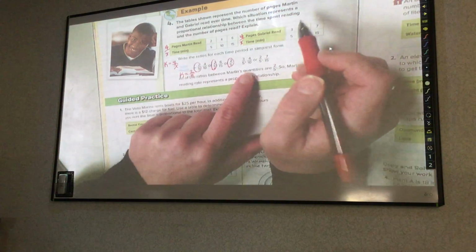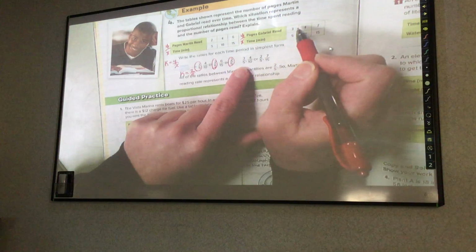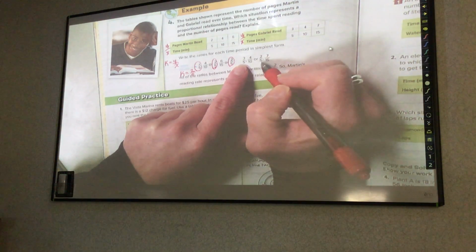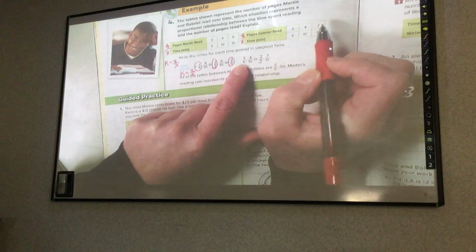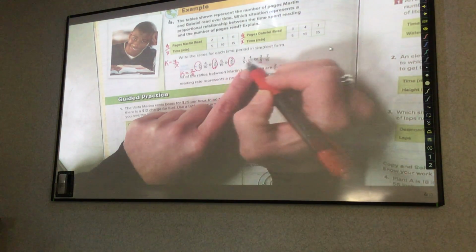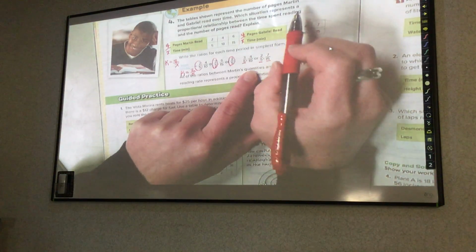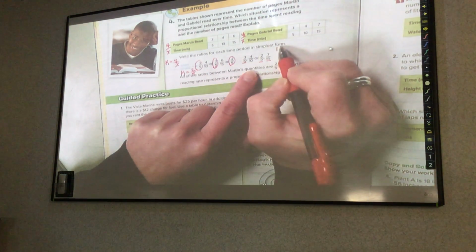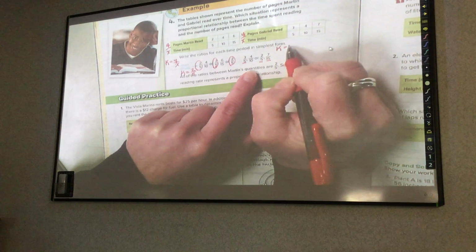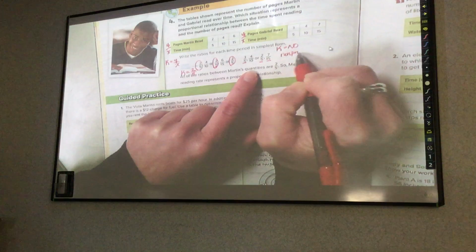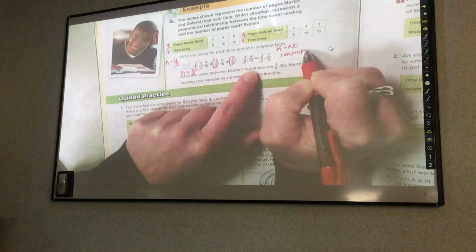So then let's look at Gabriel. 3 over 5, I can't reduce that. 4/10 reduces to 2/5, and then I have 7/15, which can't reduce. Do these fractions equal each other? No. So is there a constant? No. So it's non-proportional.